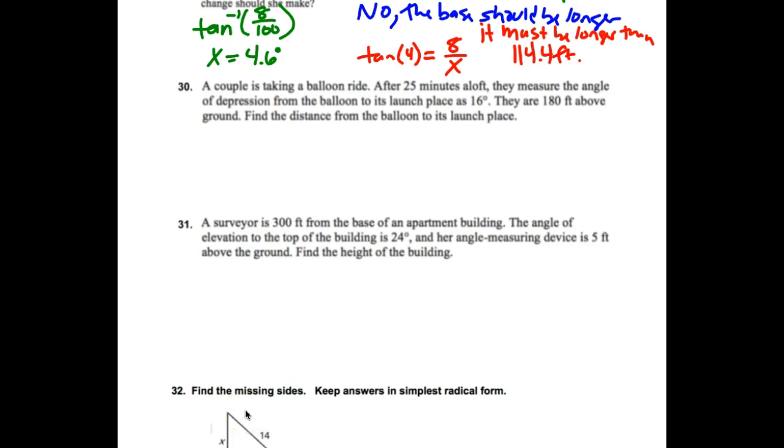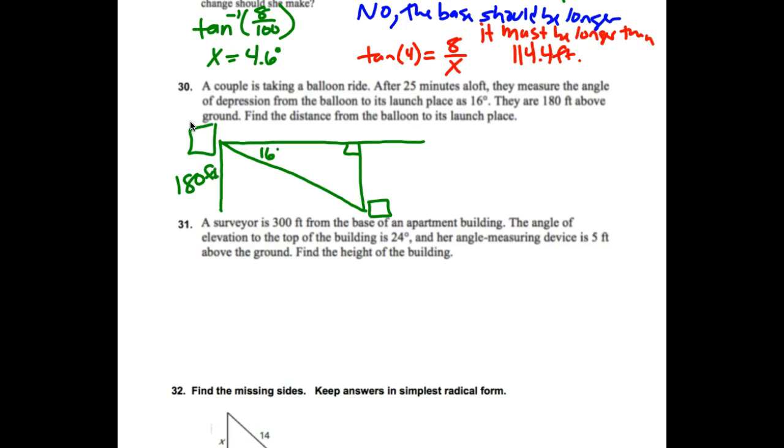Here's going to be my balloon, my hot air balloon. I'm not an artist. That's my hot air balloon. And it says after 25 minutes aloft, they measure the angle of depression. So depression tells you I'm going to have an angle like this coming down at 16 degrees. Okay. And then they are 180 feet above the ground. So, to its launch place, this would be where they're launching from. So this kind of makes this nice little triangle. So this distance also is going to be 180 feet. If this left side's 180 feet, so is this right side, so I can bring that over.